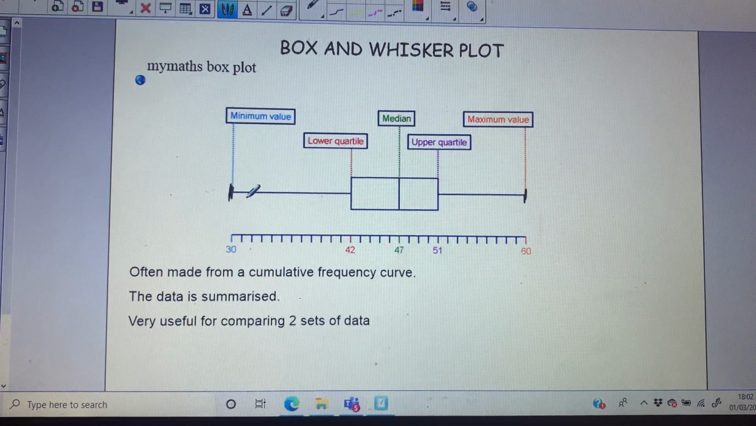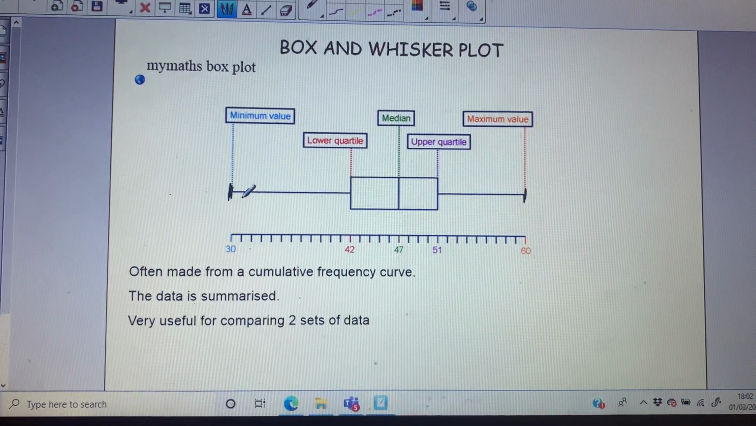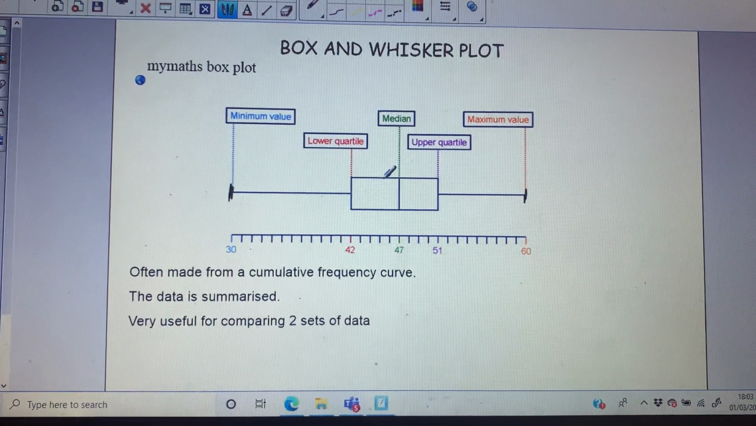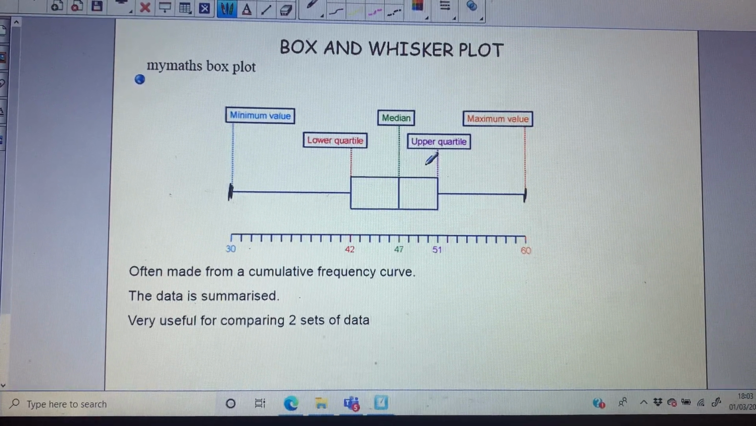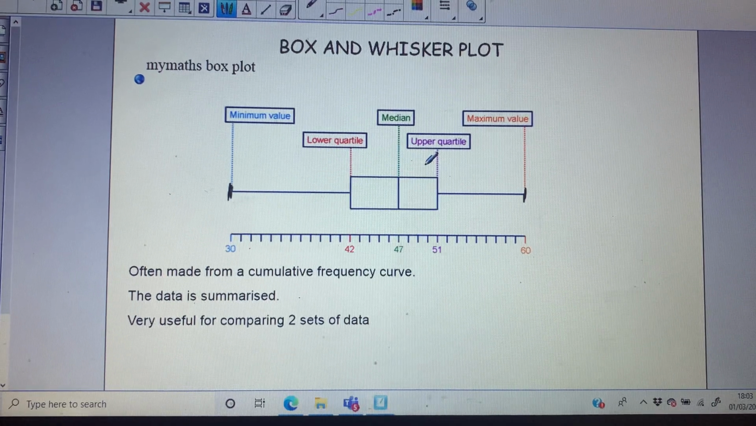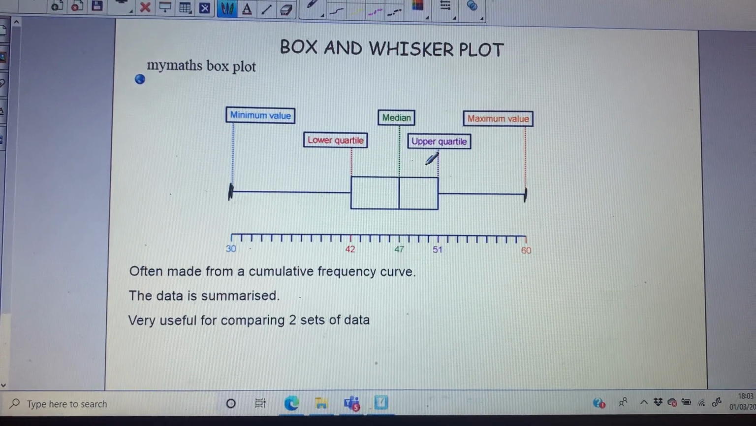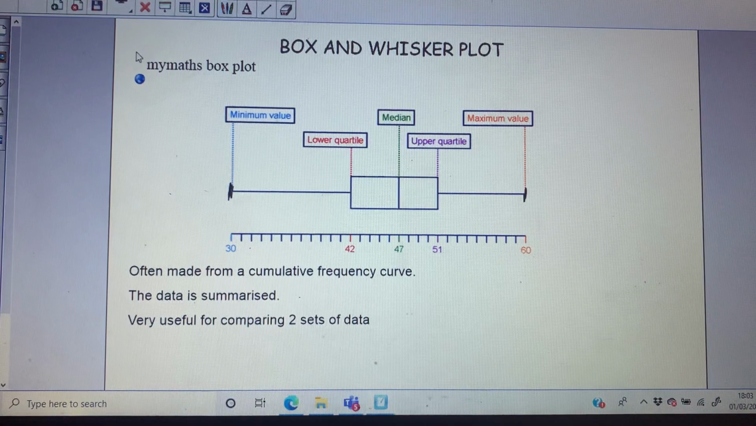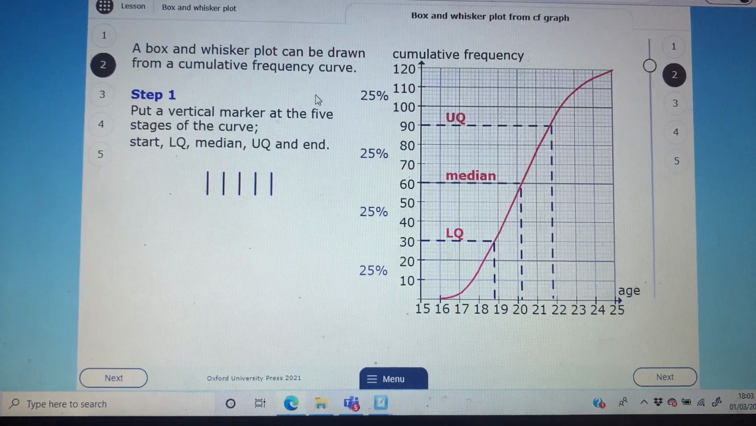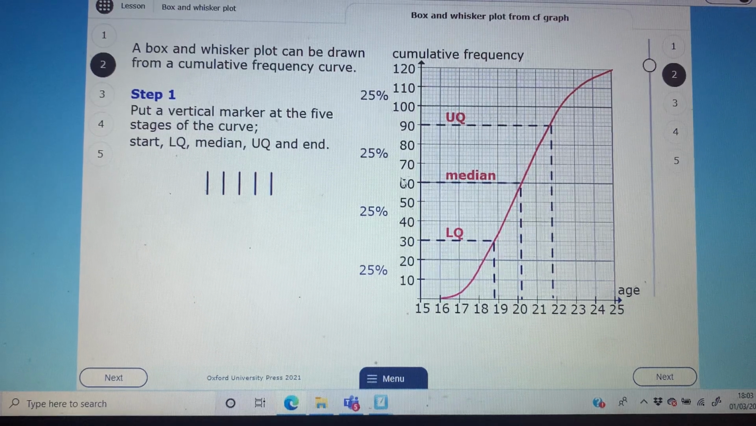So you can't even see how the data is grouped, but instantly you can look at it and say what the median is, what the interquartile range is, what the range is, what the maximum is. You've got it summarized, so it's really useful for comparing two sets of data. It's also very useful for dealing with cumulative frequency.